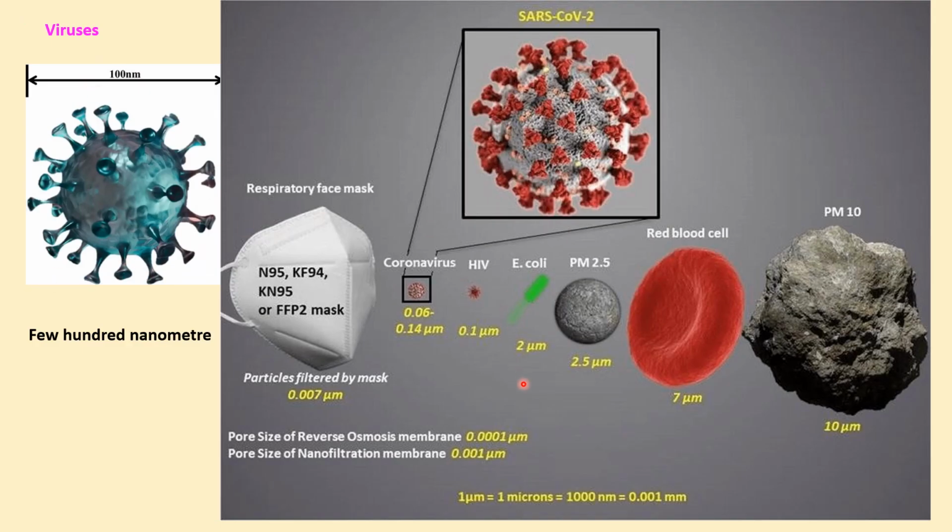Also we can see that there are different PM labels which tell about the dimension of the particle. Suppose PM10 means the particle is 10 micrometers, and HIV has a size around 0.1 micrometer. And the coronavirus, SARS-CoV-2, which we saw a few years ago, also has a size of a few hundred nanometers.